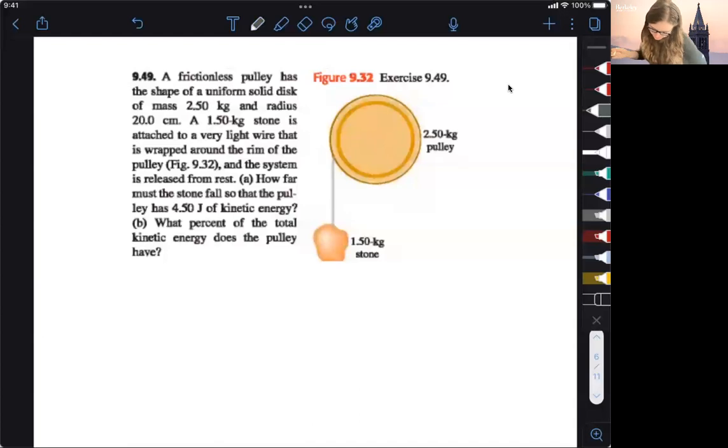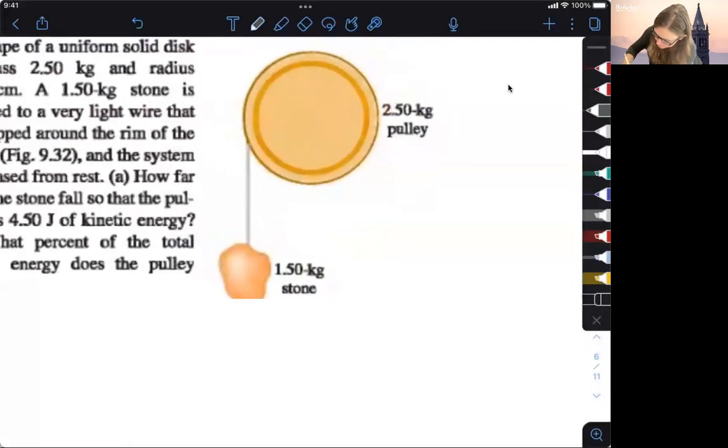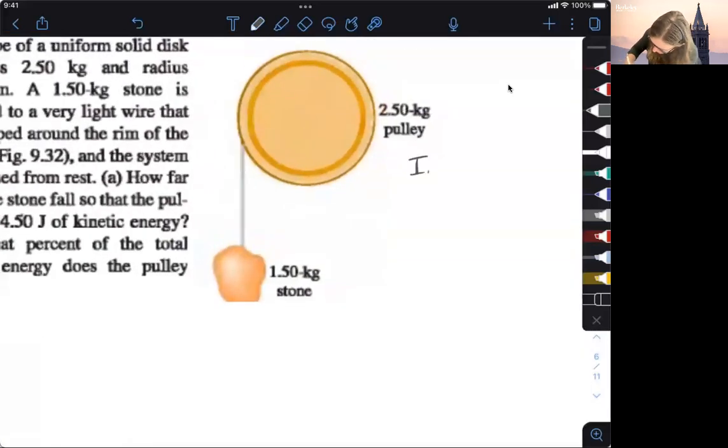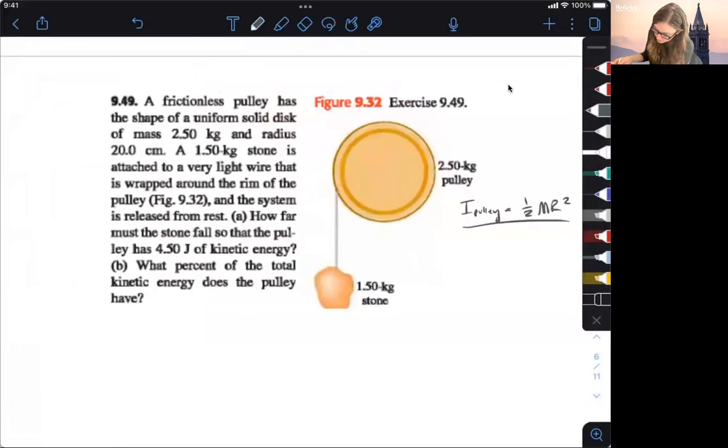Two different things in the system, right? We have this mass of the stone, which we can model as a point mass. This guy's not rotating. And then we have the mass of this pulley, which is rotating, and they're connected by this rope. It's a uniform solid disk for this pulley, so we know the mass moment of inertia for the pulley is equal to 1/2 mr squared. We've used this a lot before.